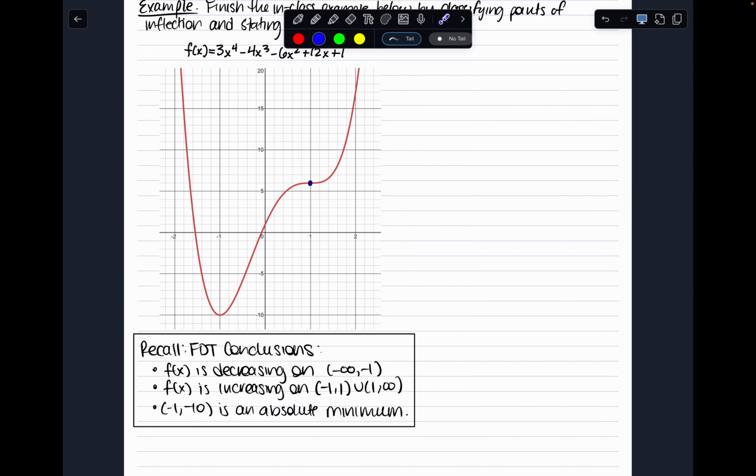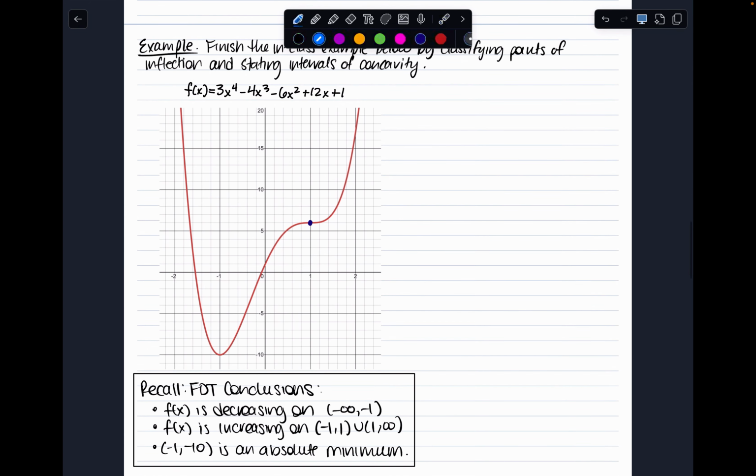And remember when we did this in class, the first derivative test was inconclusive for this point. Go back and review that. Or as you're sitting here right now, practice that again. Make sure that you can get the same conclusions that we got from the first derivative test.